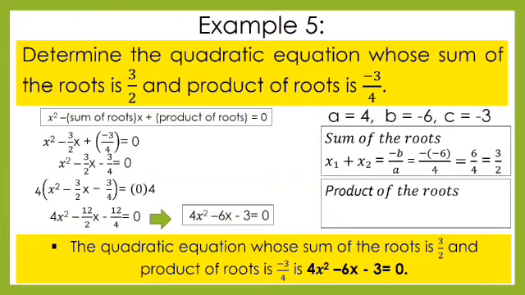For the product of the roots, we have x sub 1 times x sub 2 equals c over a, which is our c is negative 3 and our a is positive 4. So this is now in lowest term. Therefore, our sum of the roots is 3 over 2 and the product of the roots is negative 3 over 4. It satisfies the given. So, our answer 4x squared minus 6x minus 3 equals 0 is correct.